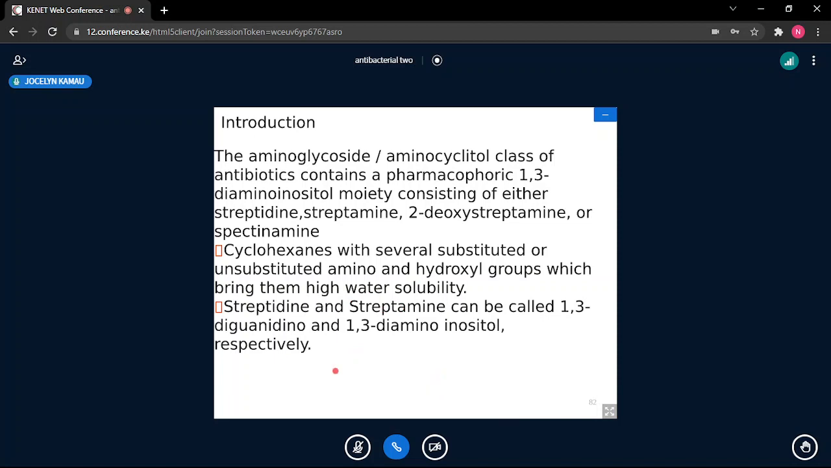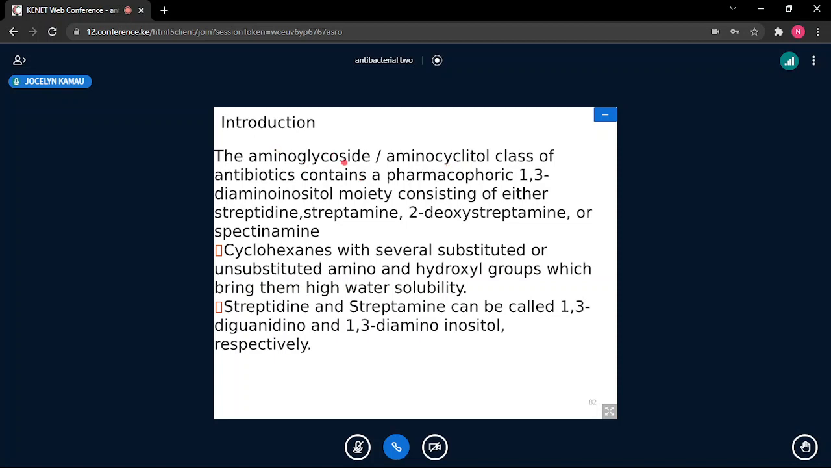So, introduction: the aminoglycosides are also known as aminocyclitols. A cyclitol is a six-membered cyclohexane ring with a lot of hydroxyl substituents. So a cyclitol is different from a sugar. A sugar has an oxygen; a cyclitol is a hexane. So we call them the aminoglycosides or aminocyclitols. You will see as we move on why we are calling them aminocyclitols.